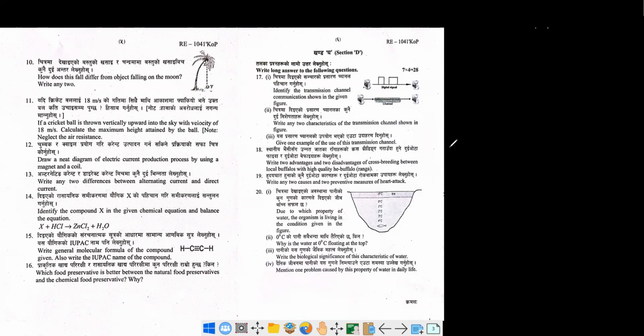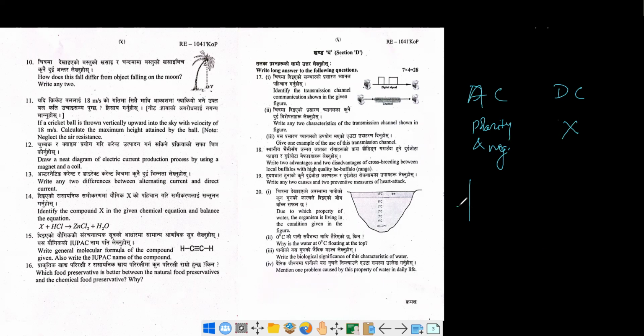Alternating current or direct current को बीचको दुईटा फरक AC र DC हो. एकदमै सजिलो क्वेसन. Alternating means polarity and magnitude दुईटै चेन्ज हुन्छ है. DC मा केही पनि हुँदैन. No change in polarity, no change in magnitude.